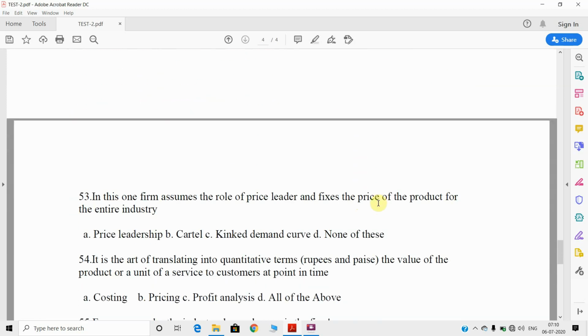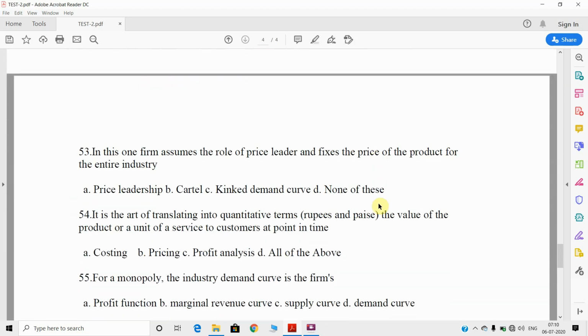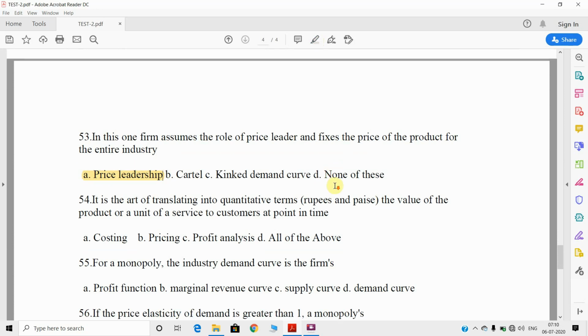Next, come to 53. A firm assumes the role of price leader and fixes the price of the product for the entire industry. That is price leadership, because the firm is termed the leader firm due to its cost effectiveness and use of high technology, right?